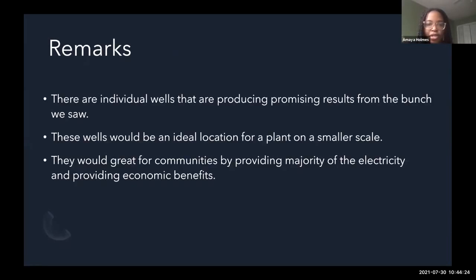There are individual wells that are producing promising results from the bunch that we saw. The 23 wells from Morehouse and the 7 from the Union would be the most ideal. These wells would be an ideal location for a plant on a smaller scale. While they aren't reaching high temperatures like places in California, since California is along the tectonic plate, they are reaching temperatures that are still favorable. They would be great for communities by providing the majority of electricity and economic benefits. This will cause less of a need and use of unclean energy.